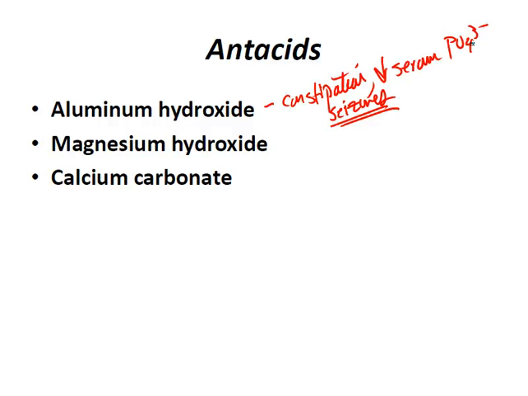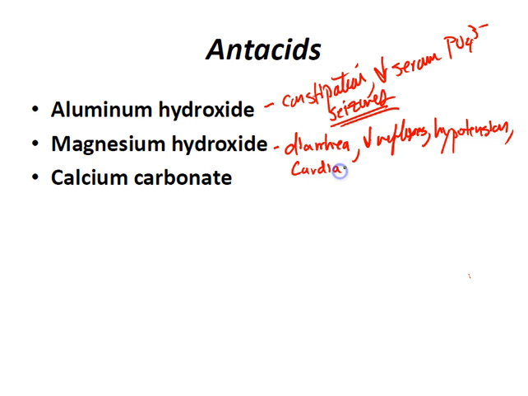Now, magnesium hydroxide overuse, instead of constipation like with aluminum, this one's associated with diarrhea. Decreased reflexes, hypotension, cardiac arrest. So the magnesium is much more dangerous than the aluminum hydroxide.